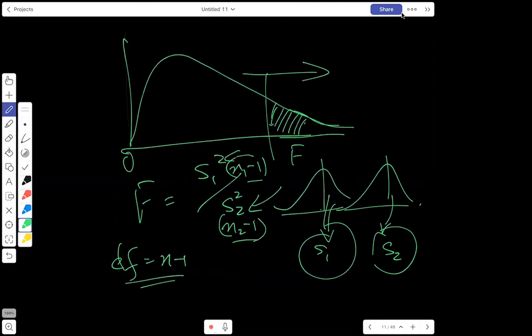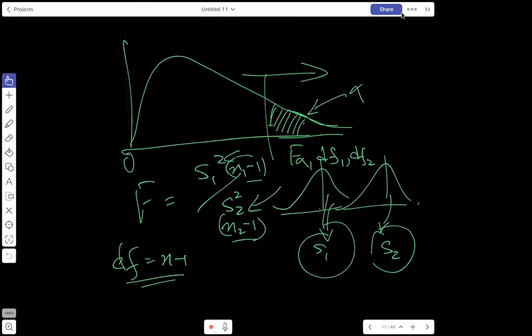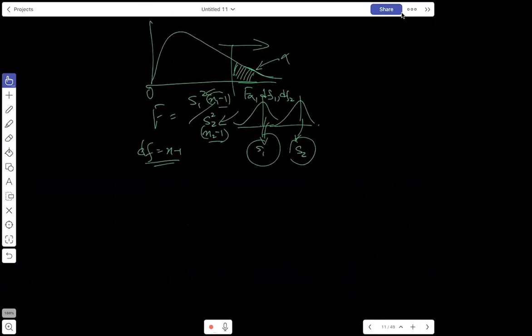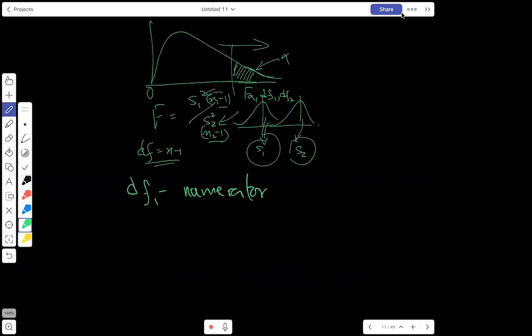To use it, and I will show you how we use it, this is alpha, this is F alpha, but it has degrees of freedom df1, df2. Why do we call it df1, df2? df1 represents the numerator degrees of freedom, df2 the denominator degrees of freedom. So that's what we refer to those as.